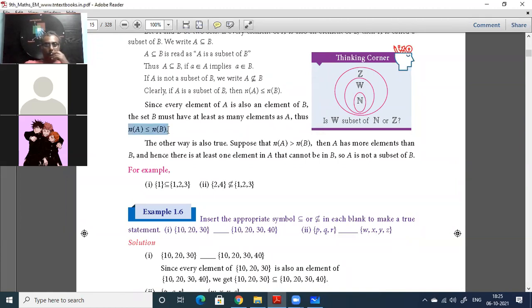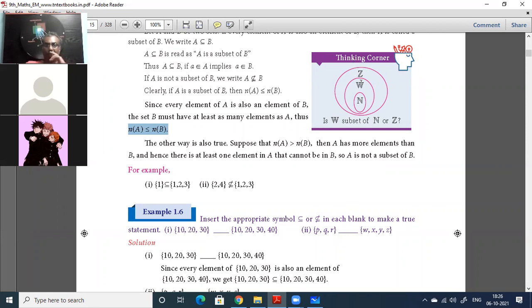So this is also true. If A is a subset of B, then all the elements in A will be in B. So n(B) must be at least equal to n(A). n(A) can be less, but n(B) should be at least equal to it.